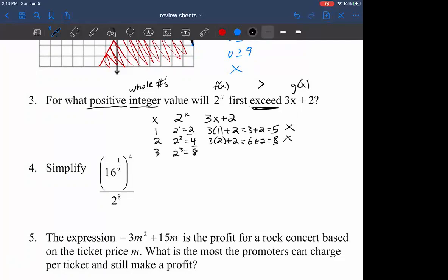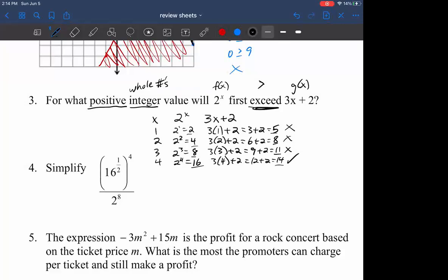2 to the third makes 8. 3 times 3 plus 2, that makes 9 plus 2, which is 11. Is 8 exceeding 11? No. Keep going. 2 to the fourth. That means just multiplying by an extra 2, right? That's how I came up with those first numbers so quickly. So 2 to the fourth is just the same thing as 2 to the third, but times 2, which makes 16. Then we do 3 times 4 plus 2, which is 12 plus 2. That's 14. Does 16 exceed 14?